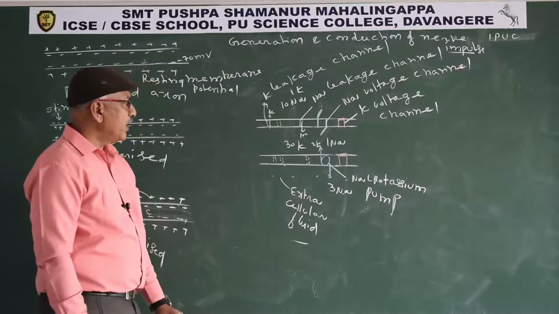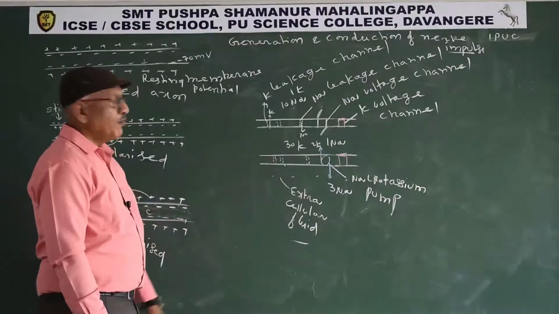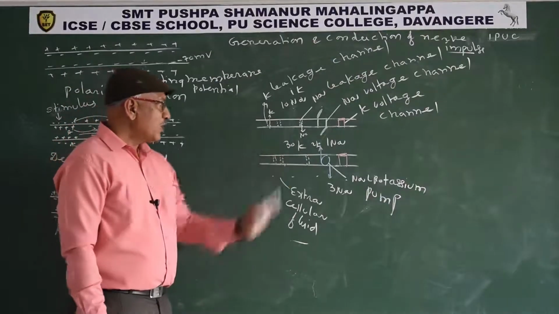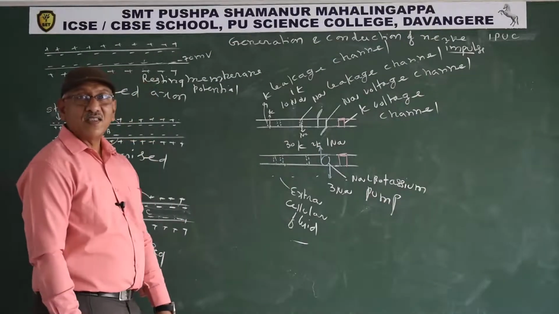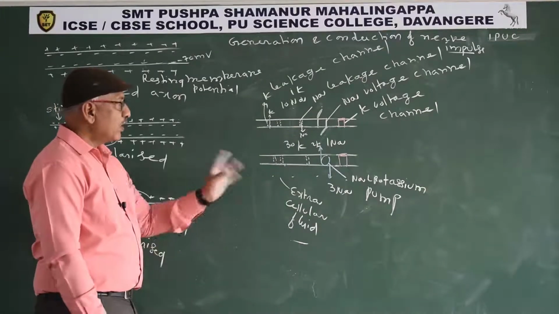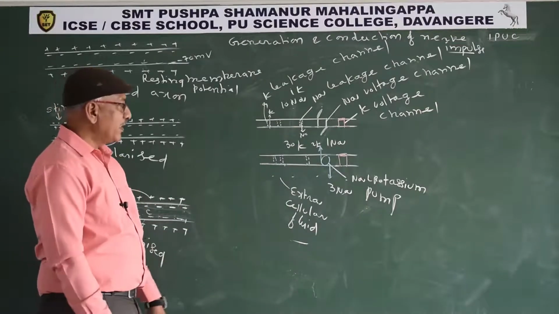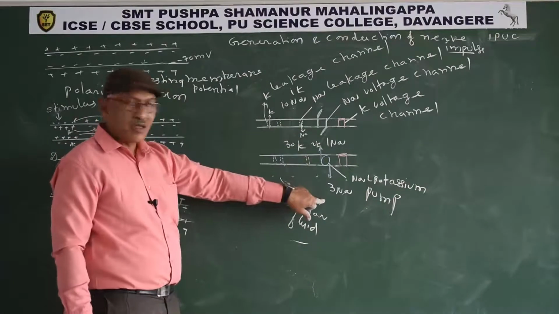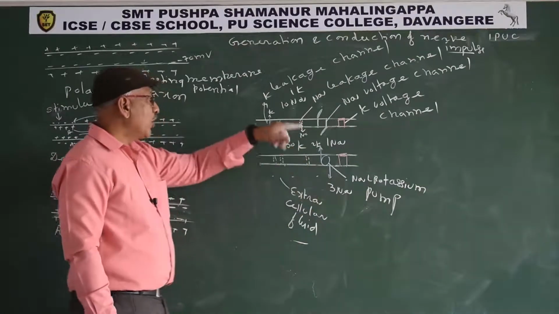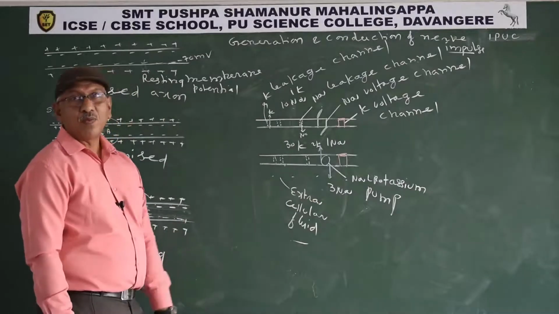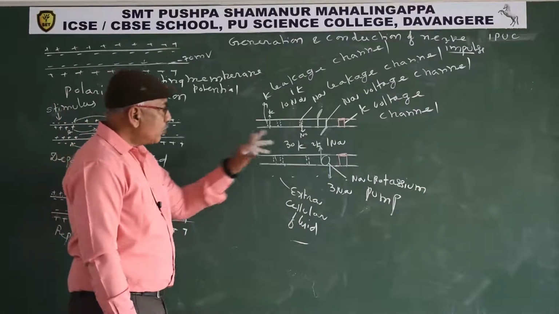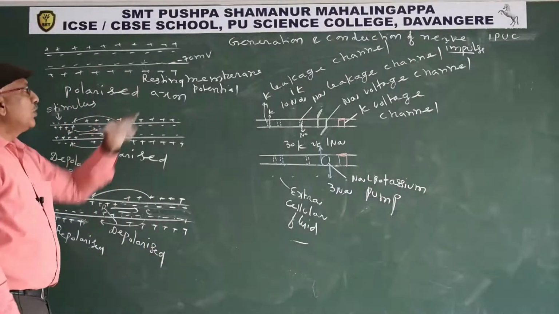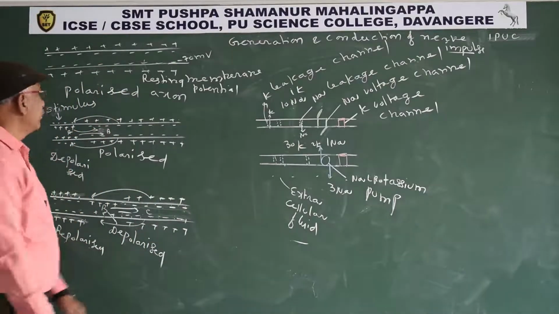The axolemma also contains the sodium potassium pump. The sodium potassium pump transfers the ions against the concentration gradient. The sodium potassium pump sends 3 sodium to the extracellular fluid and 2 potassium into the axoplasm. And the sodium potassium pump maintains minus 70 millivolts during the resting condition.